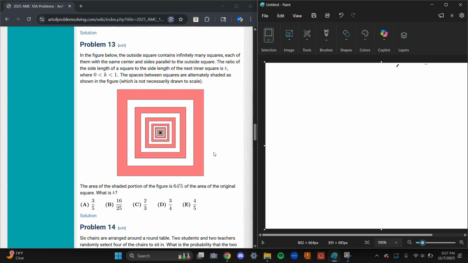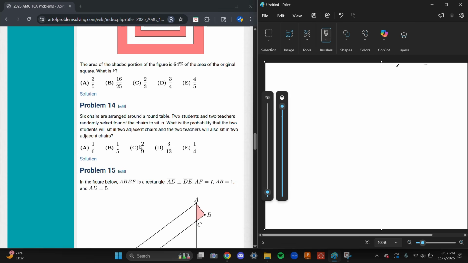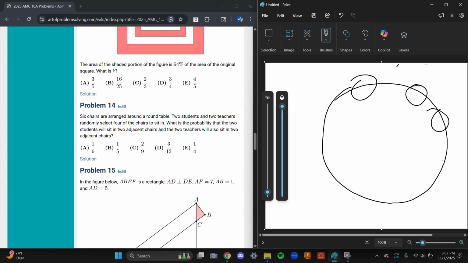Okay, now let's move on to problem number 14. So 6 chairs are arranged around a round table. So let's draw those. 1, 2, 3, 4, 5, 6. 2 students and 2 teachers randomly select 4 of the chairs to sit in. What is the probability that the 2 students will sit in 2 adjacent chairs and the 2 teachers will also sit in 2 adjacent chairs?